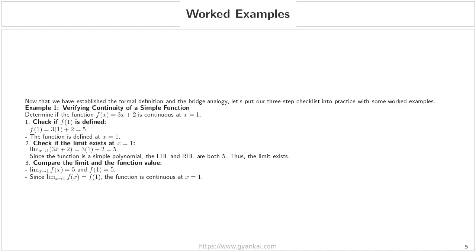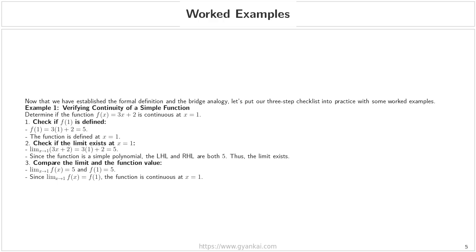Finally, for step 3, we compare the limit and the function value. We found that the limit as x approaches 1 is 5, and the function value at 1 is also 5. Since these two values are exactly the same, we can confidently conclude that the function is continuous at x equals 1. Now, let's look at example 2, which is slightly more complex because it involves a piecewise function.